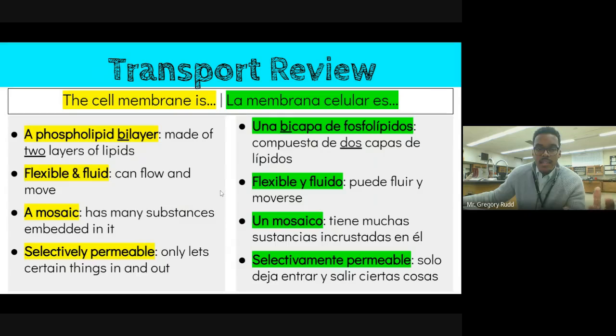It's a mosaic, so that means that it has a lot of different substances embedded in it, and it's selectively permeable, which means that it only lets certain things in and out. Not everything can just come and go as they please. Some things are going to remain inside of the cell so that they can be used, and some things are going to be pushed out of the cell because they're wasteful or because they're damaging.